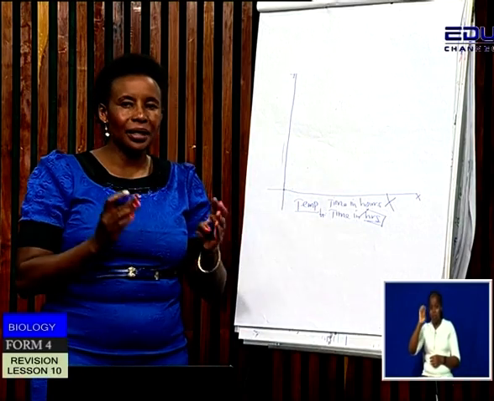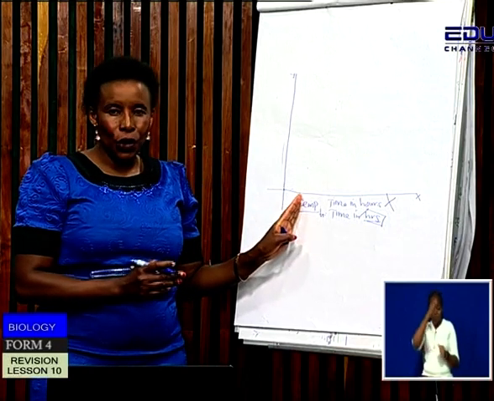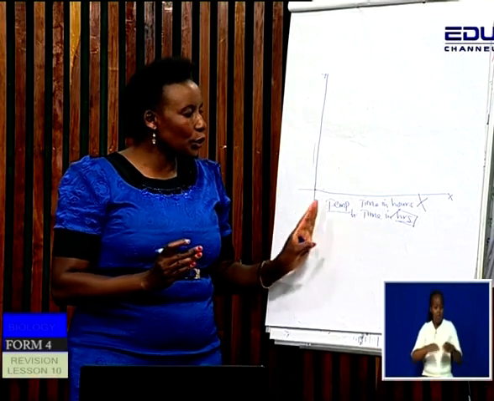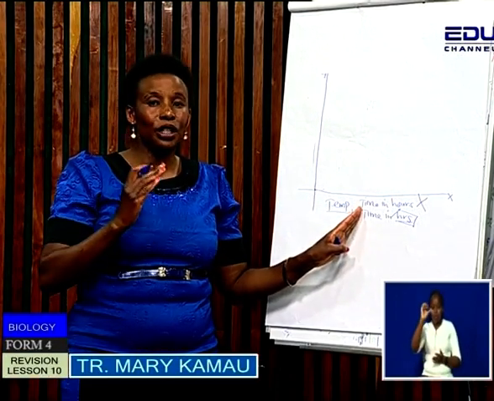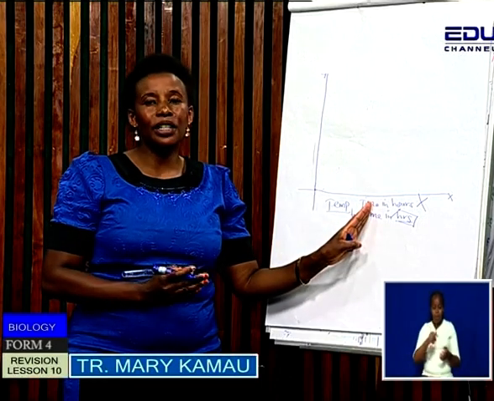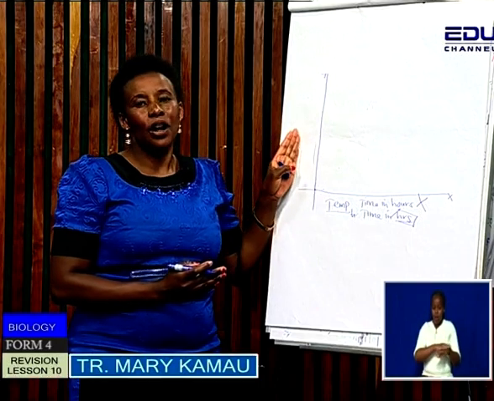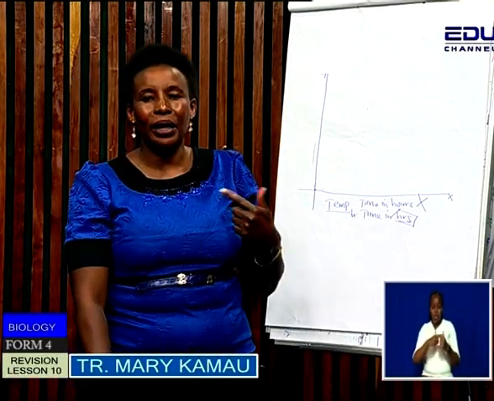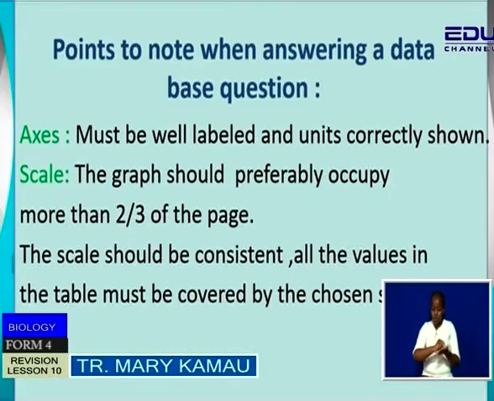So once you get such a question, I've said it is question number 6, make sure that on your grid or on the graph paper that you've been given, once you draw your axis, the first thing that you need to know is what do I write on the x-axis? Of course, you'll be guided in the question. And what do I write on the y-axis? Whatever you write on the x-axis, whatever you write on the y-axis must be written in full. Number 2, we have the scale.